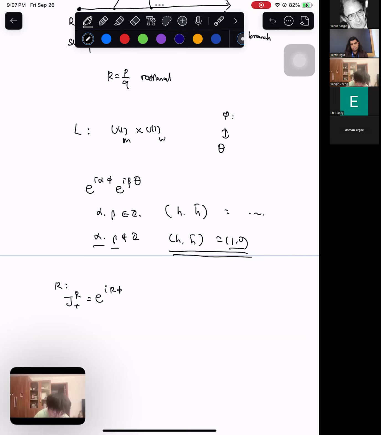R times phi plus I theta over R, and J minus R equals to minus R phi minus I theta over R. And this is attached to the line L, momentum 2 pi over R, L winding 2 pi times R. And this is attached to L minus 2 pi over R momentum, L winding 2 pi times R minus.